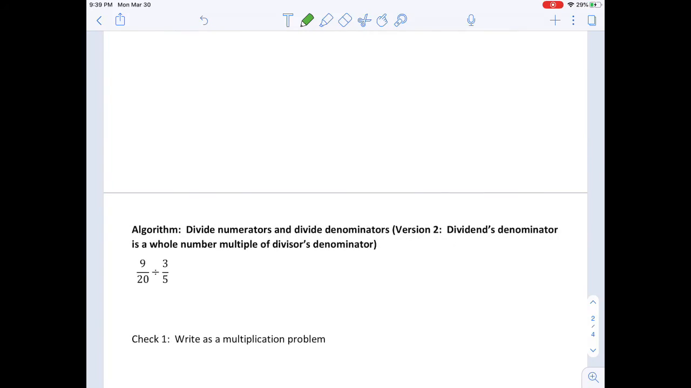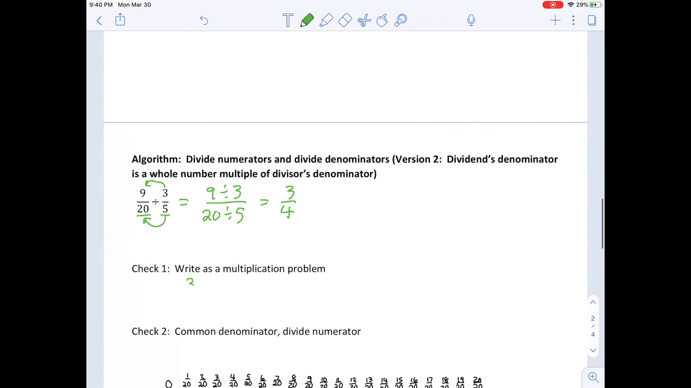problem where the denominator 20, the dividend's denominator, is a multiple of the divisor's denominator. And similarly, in the numerator, 9 is a multiple of 3. This becomes the problem: 9 divided by 3, 20 divided by 5 is 3/4. Well, let's check it. If that's true, then 3/4 times 3/5 had better give us 9/20. 3 times 3, 4 times 5, yep, it gives us 9/20.